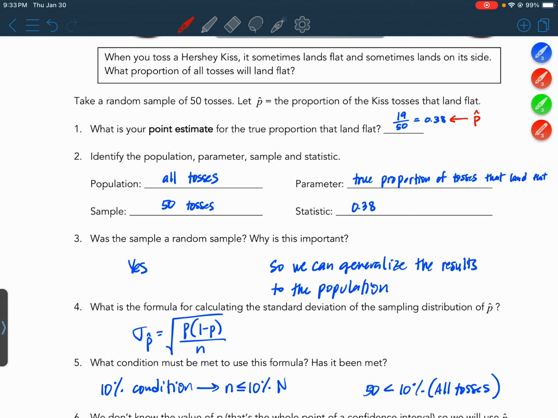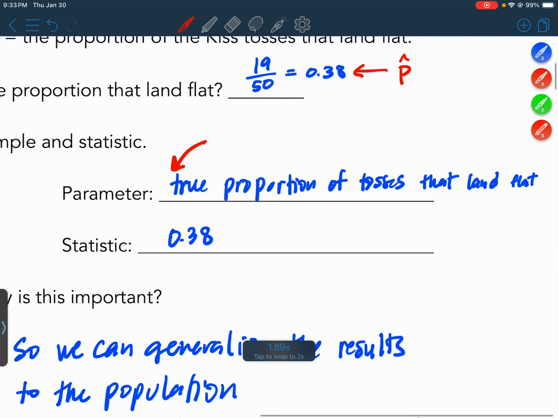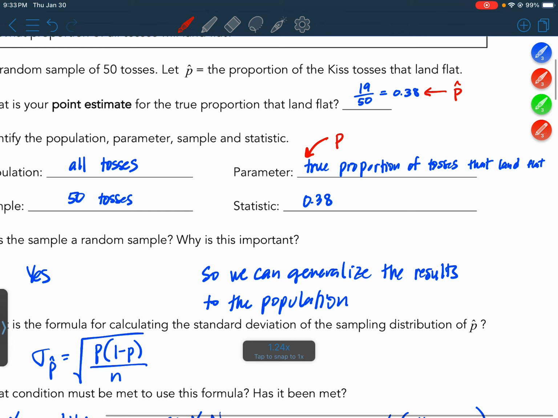Now, let's go ahead and add some notation there. Because this is describing the true proportion, we're going to label this as P. And then the statistic, of course, is just our point estimate, and I'm going to relabel that as p hat.